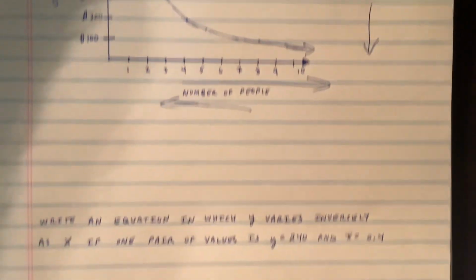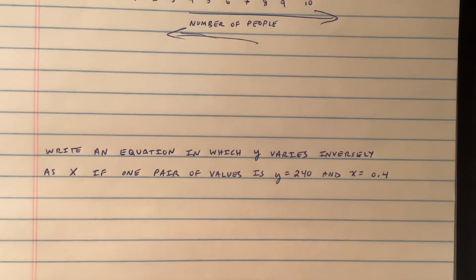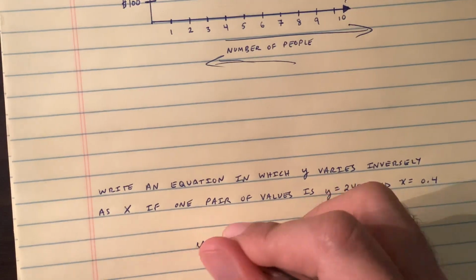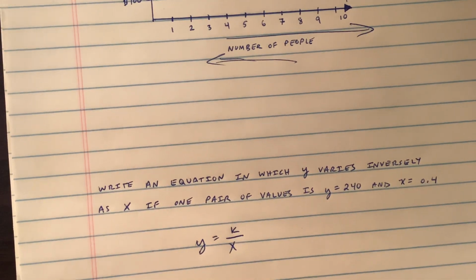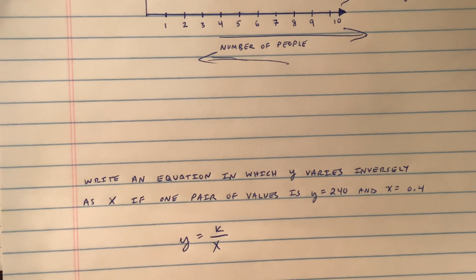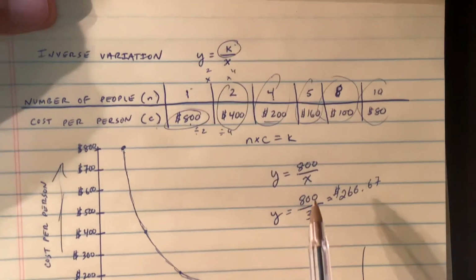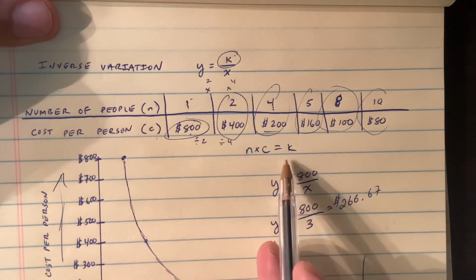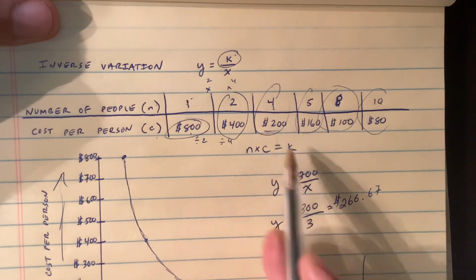All right, so I have an example here for us. Write an equation in which y varies inversely as x if one pair of values is y equals 240 and x is equal to 0.4. A couple of things we should know is that our equation is y is equal to k over x, so I'm going to start with that. And if we're trying to figure out what k is equal to, as we did here, k is equal to the input times the output. 1 times 800, 800. 2 times 400, 800. 4 times 200, 800.